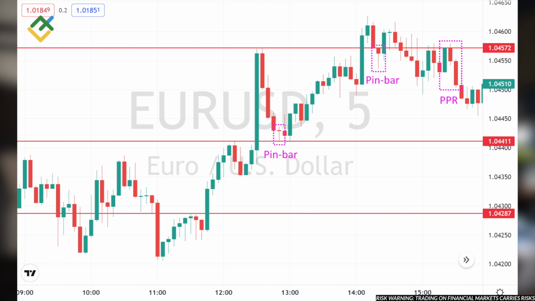After that, on the right side of the chart, the price again tests the level of 104572 and breaks it out with consolidation. So level 104572 again becomes a resistance, from which the PPR pattern forms, which is the rightmost part of the chart. And so such a pattern can be traded.